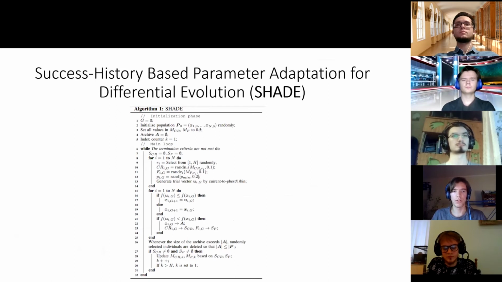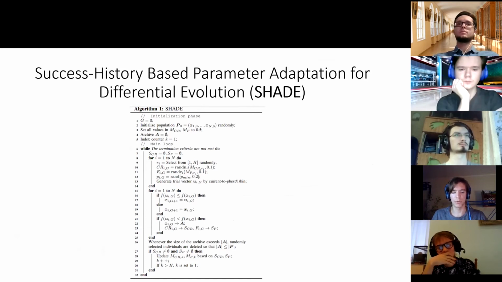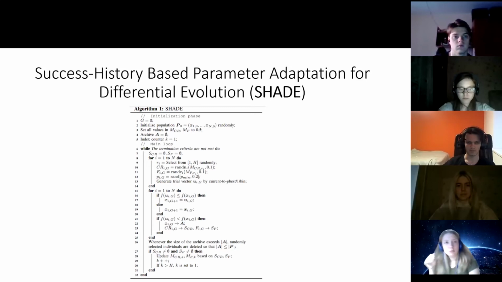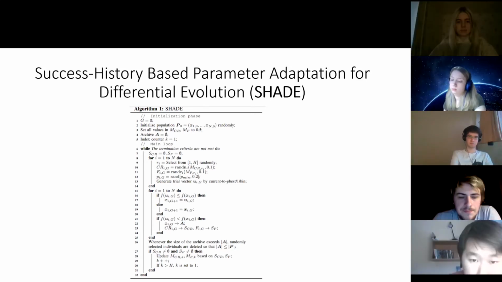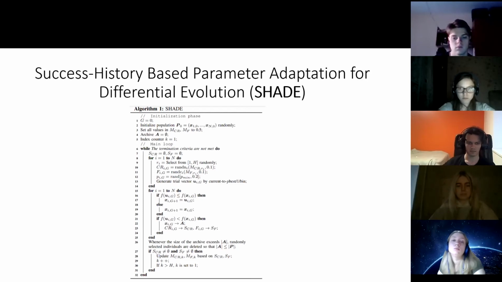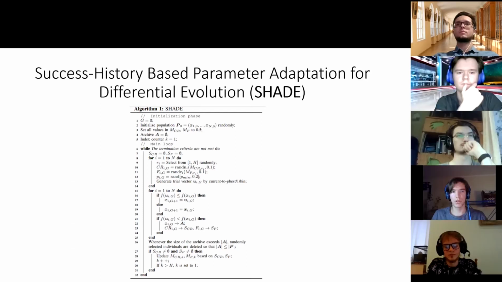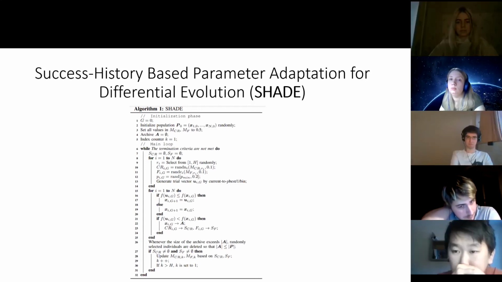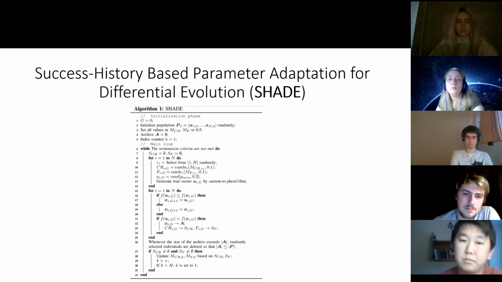And here, a big optimization of differential evolution came to us from Japan. This is SHADE, success history-based adaptation of parameters. I said that differential evolution has two parameters, F and the crossover rate. In differential evolution, they are constant, but we can adapt them over the time of the algorithm's work by the history of success.